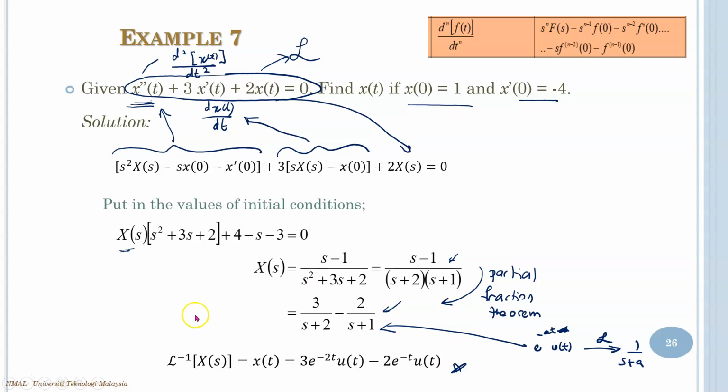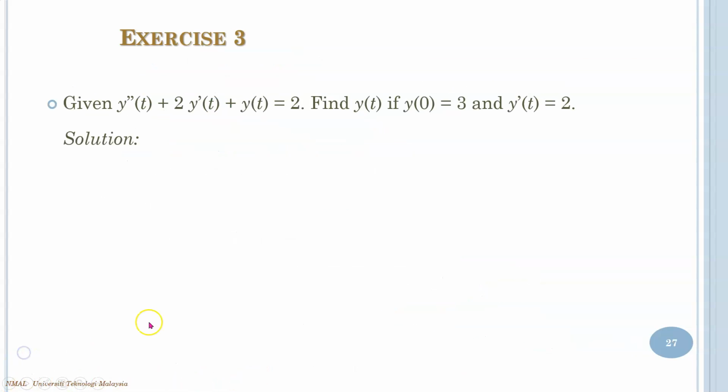So this is the final value. And remember, when the question gives you a differential equation, the final value you should find is in the time domain. So you have to find x(t), not X(s). You cannot leave your solution at X(s). You need to perform the inverse Laplace transform to get x(t). Exercise 3, I need you to try this by yourself, and you can compare your answer with mine later. So I'm not going to show it here.